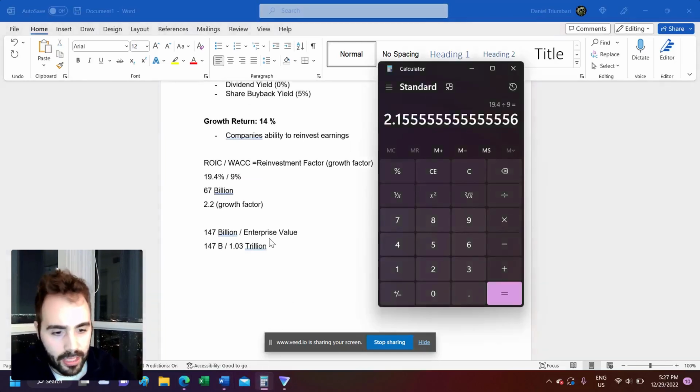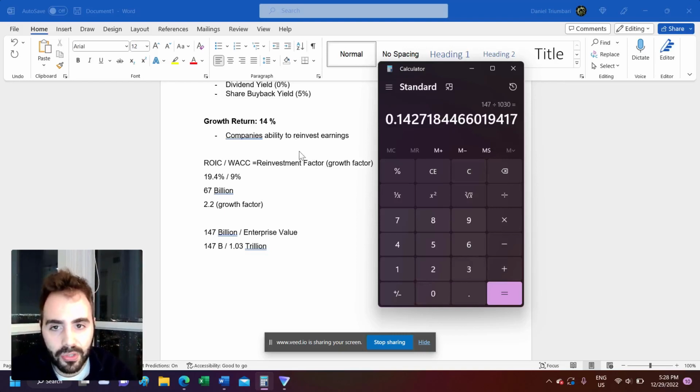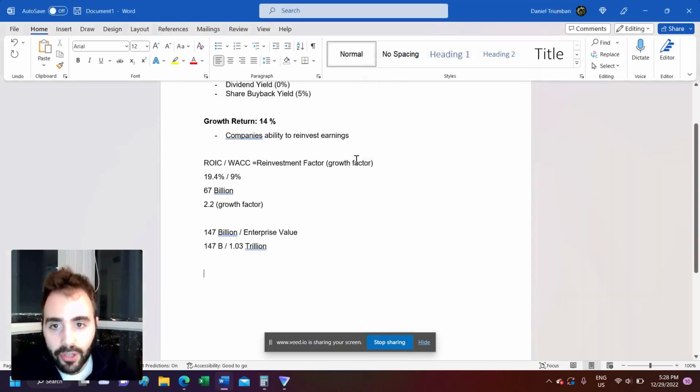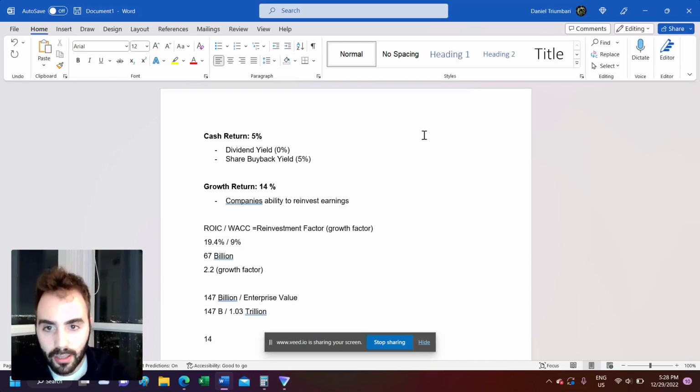So we take 147 billion, divide that by our 1 trillion 30 billion, and we get a return of about 14%. Now, what we have to do is add our cash return to this growth return, 14 plus 5, and that gives us a return of about 19% per year.